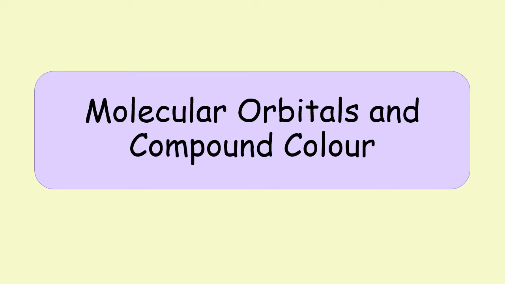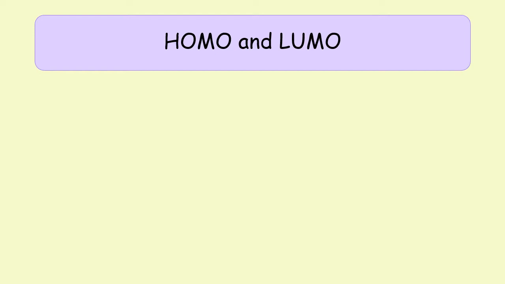Welcome to another Advanced Higher Chemistry video. This one is going to be on molecular orbitals and how molecular orbitals result in organic compounds either being coloured or not coloured. So two phrases that we use in relation to organic compounds that have molecular orbitals are HOMO and LUMO.